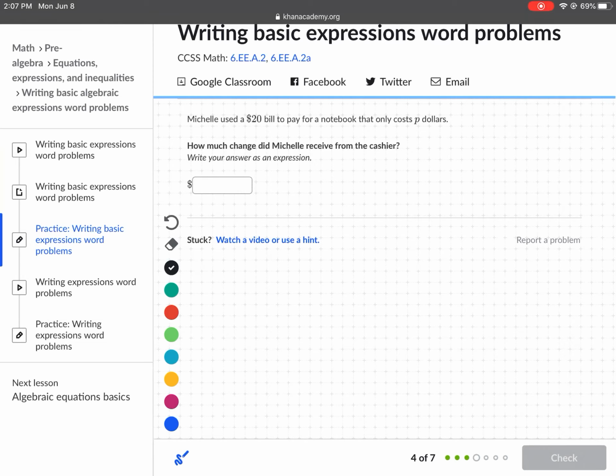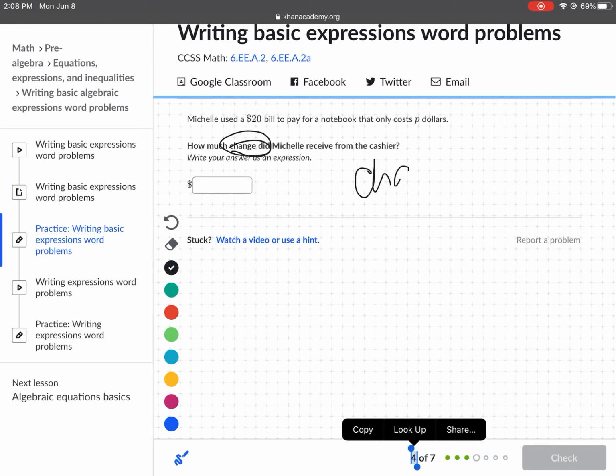Okay. So Michelle used a $20 bill to pay for a notebook that only cost P dollars. How much change did she receive from the cashier? So when I think of change, okay, I think of difference.